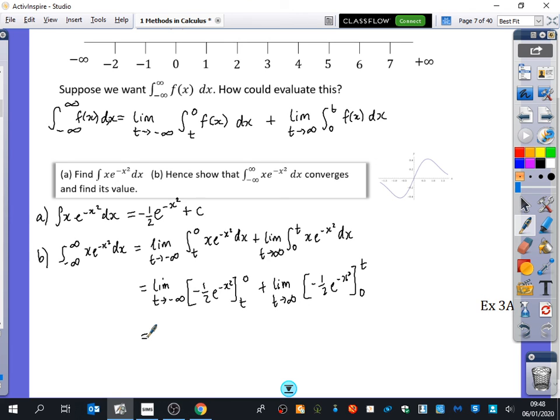And then if we sub these values in, we've got the limit as t goes to minus infinity, when you put 0 in, you get minus a half, and then you've got plus a half e to the minus t squared, plus the limit as t goes to infinity of minus a half e to the minus t squared plus a half.